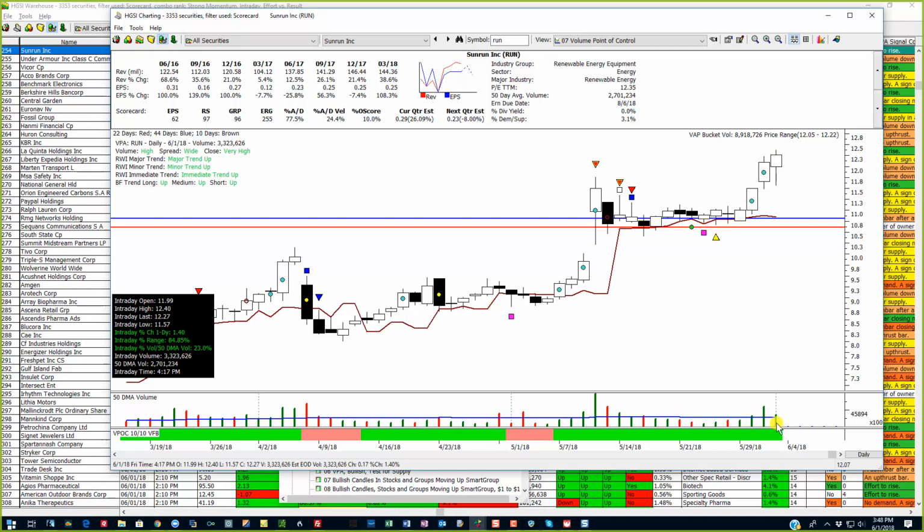And here's the effort today and the result. Here was the effort yesterday. Here's the result. Here's the effort the day before. Here's the result. You can see that volume was increasing. Not as much volume today, but that just tells me that people were hanging on to their shares other than those that got shaken out of it.